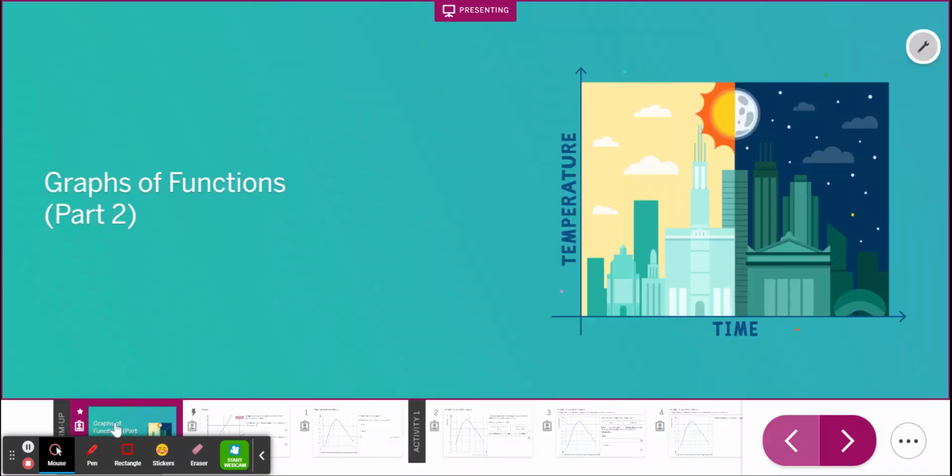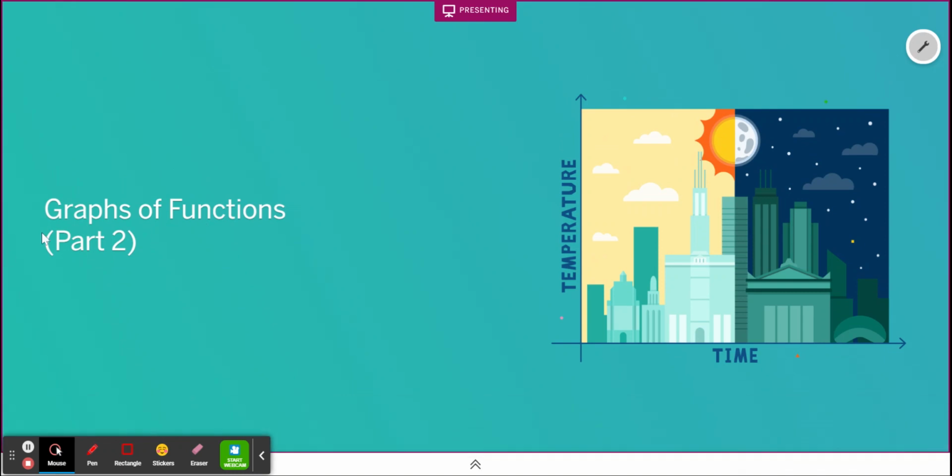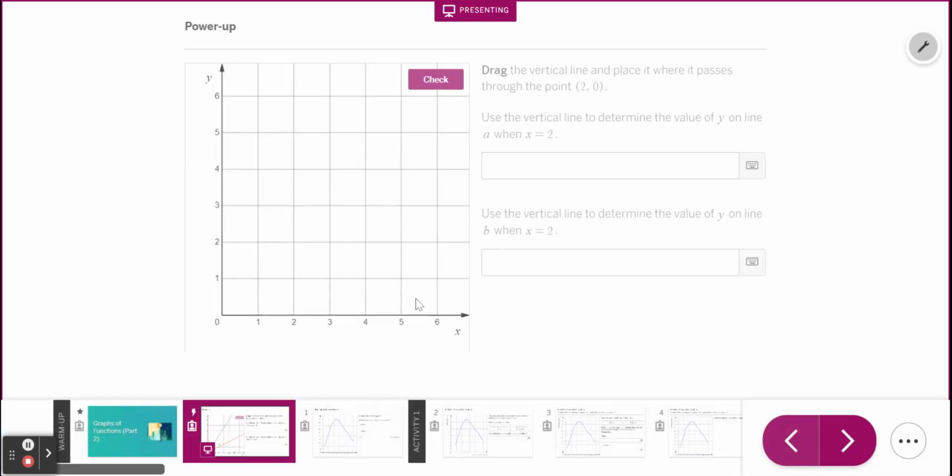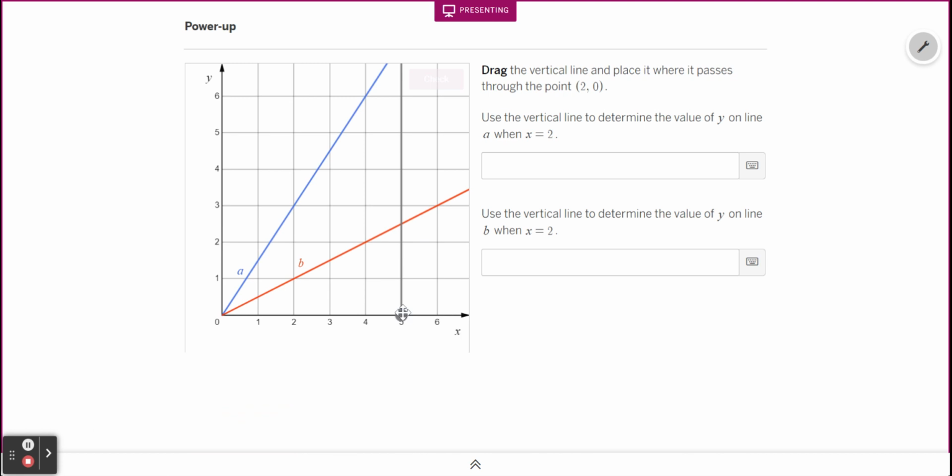Okay, happy Tuesday. We have lesson 5 of unit 5, graphs of functions part 2. So you have a power up where you're going to have to move this vertical line to whatever number it says to move it to. Then answer what is your y value.